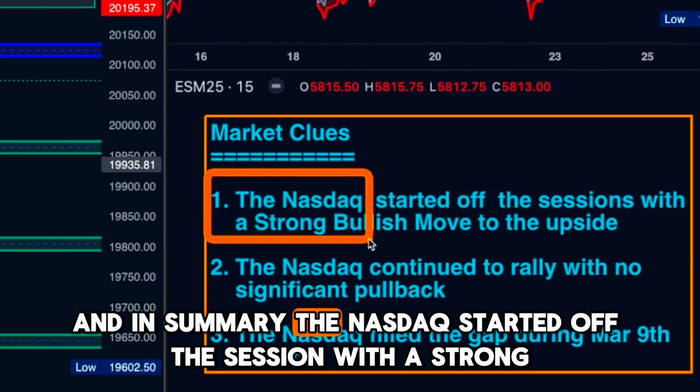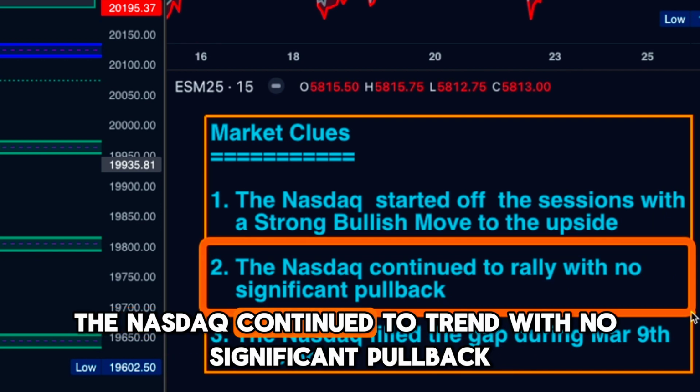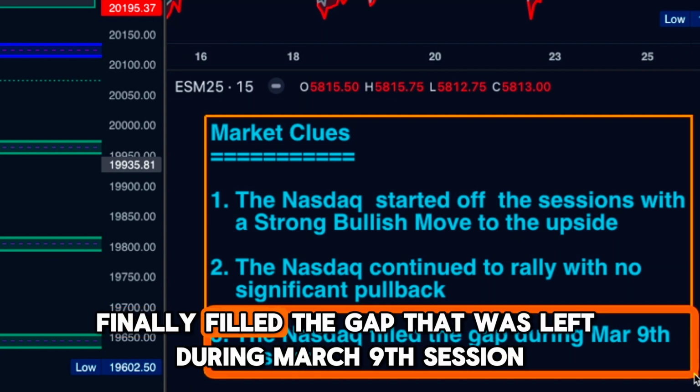And in summary, the Nasdaq started off the session with a strong bullish move to the upside. The Nasdaq continued to trend with no significant pullback. And finally, the Nasdaq filled the gap that was left during March 9th session.